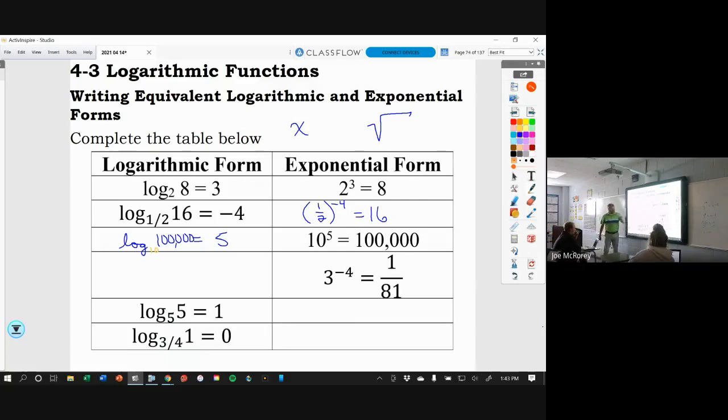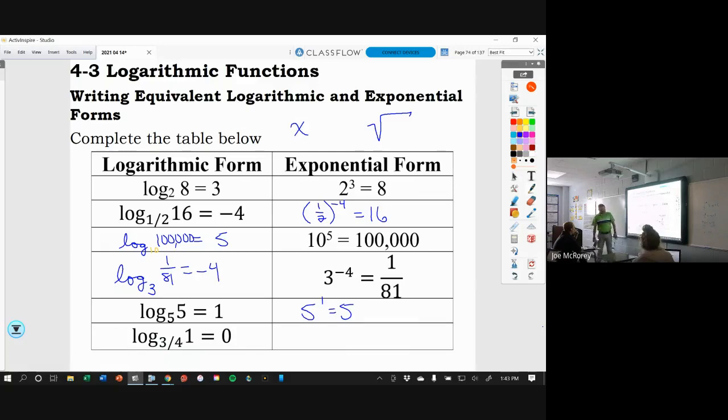Okay, next one. Log base 3 of 1 over 81. Power: negative 4. Yes, negative 4. Next one. Base 5, power 1, equals the thing, 5. Do we have to write the 1?